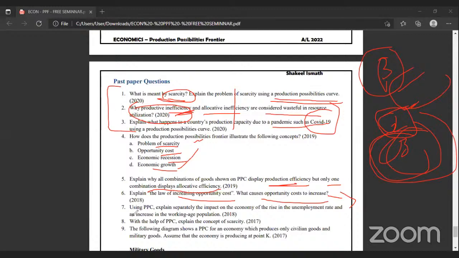And the 2018 question: using the production possibility curve, explain separately the impact on the economy of a rise in the unemployment rate and an increase in the working age population. So there are two graphs you have to draw. You have to illustrate the rise in unemployment rate and the increase in working age population on the production possibility curve. See, almost all are production possibility questions. With the help of PPC, explain the concept of scarcity.